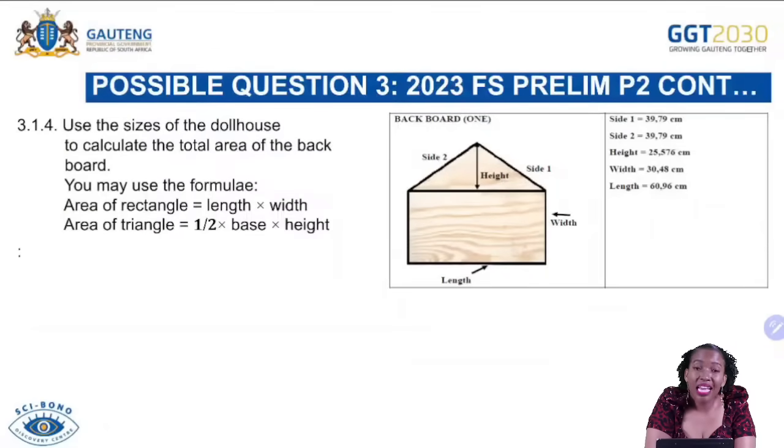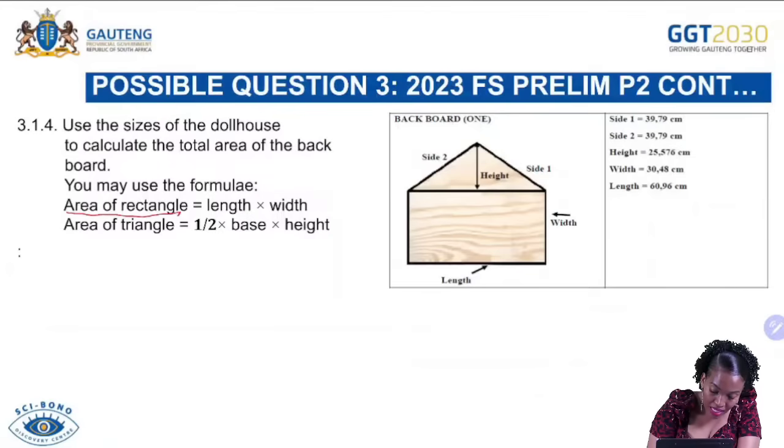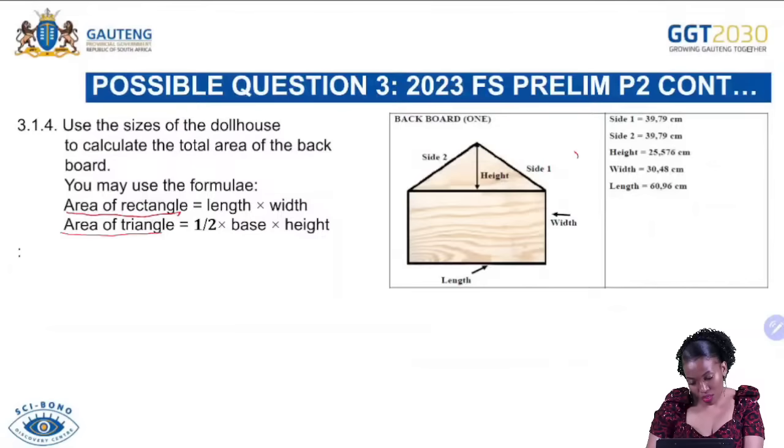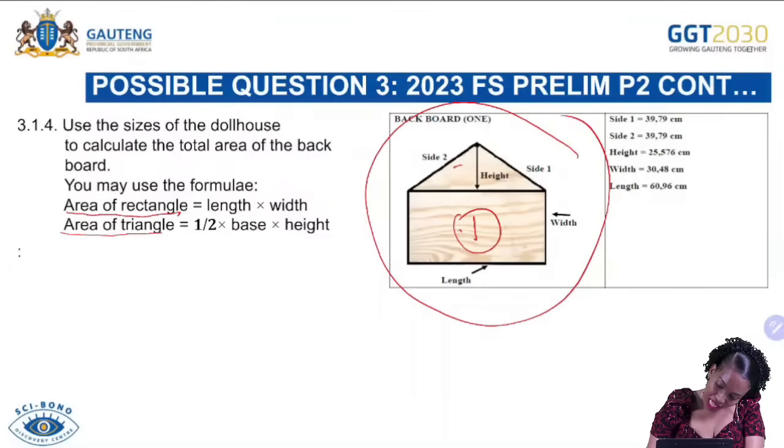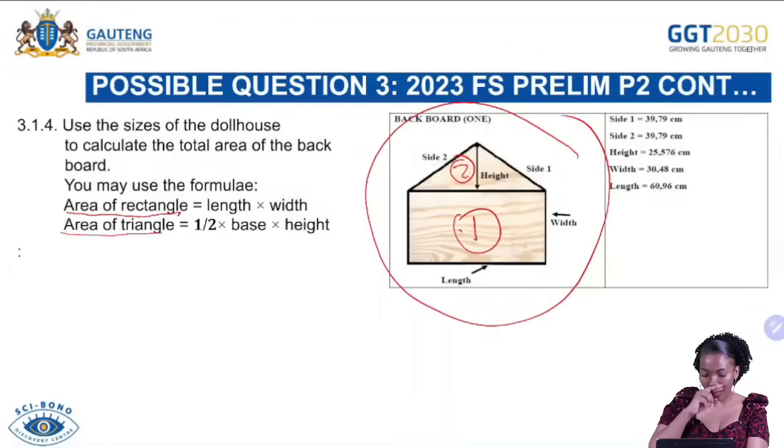3.1.4, use the sizes of the dollhouse to calculate the total area of the backboard. You may use the following formula: area of the rectangle and area of the triangle. So we want the total area of this place. So let's start with the bottom part. So this would be area 1 and this would be area number 2.